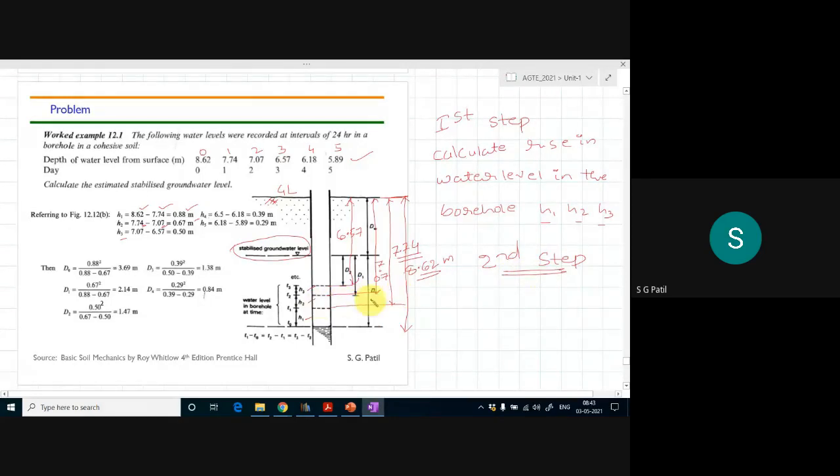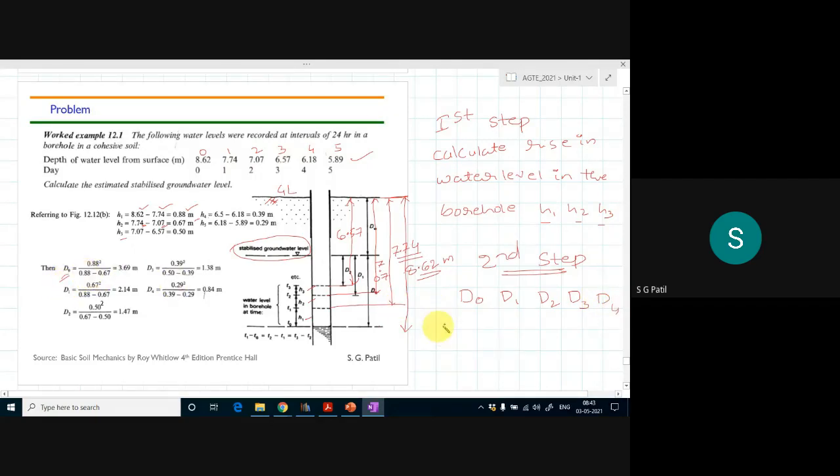In the second step, I should calculate these d0, d1, d2. Those are nothing but the depth of water from the imaginary stabilized groundwater level. So d0, d1, d2, d3. How many observations are there? 5, no? So that means up to 4 depths I will get. 0, 1, 2, 3, 4, 5. 5 observations are there. 4 depths I will get. d0, d4.